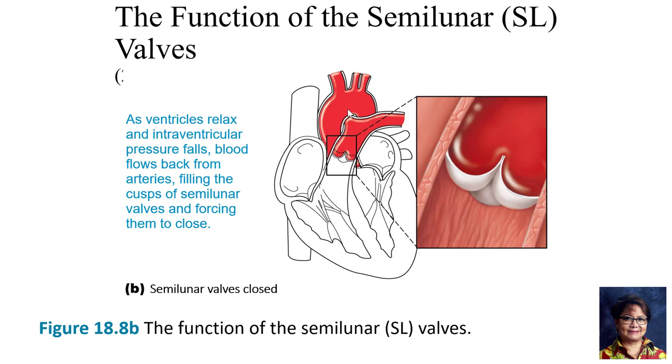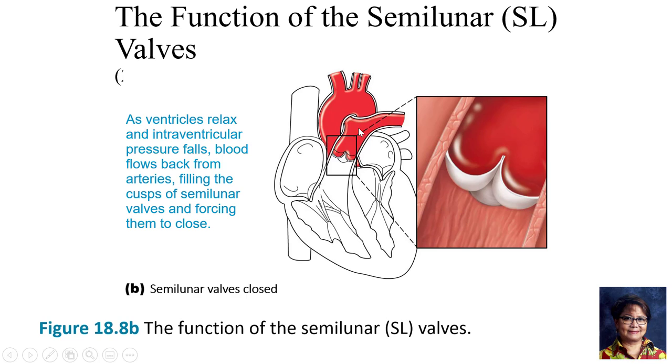So you could just imagine, it's not easy to open the semilunar valves to push blood out because there is a pre-existing force that is brought about by the pre-existing blood inside the artery. That force that is preventing the semilunar valves from opening up is what you call the afterload.